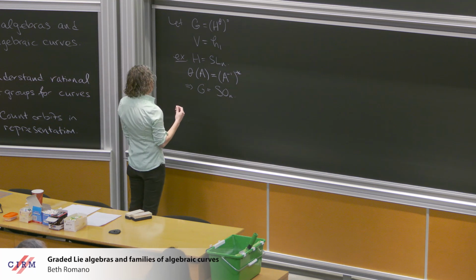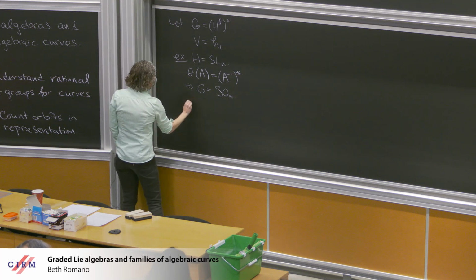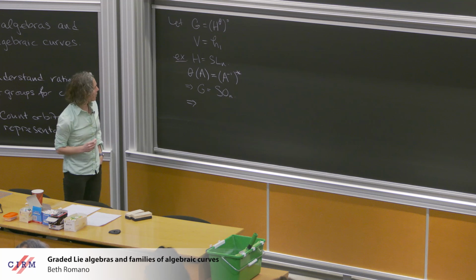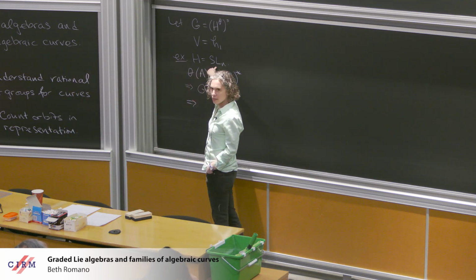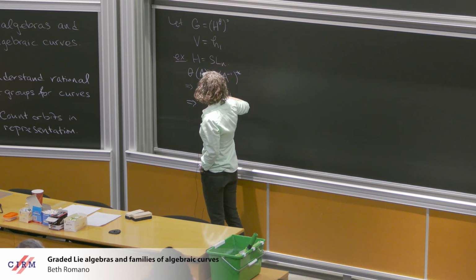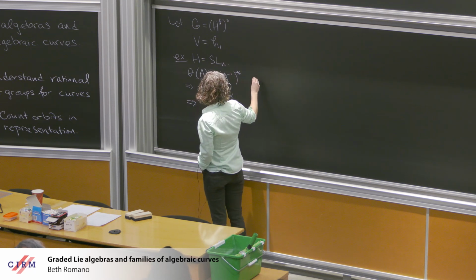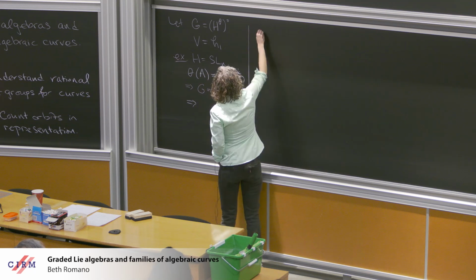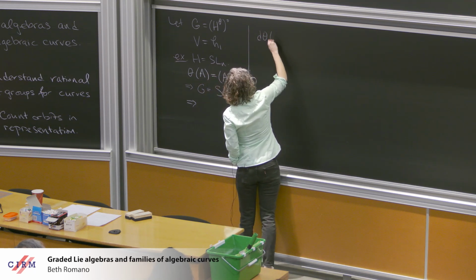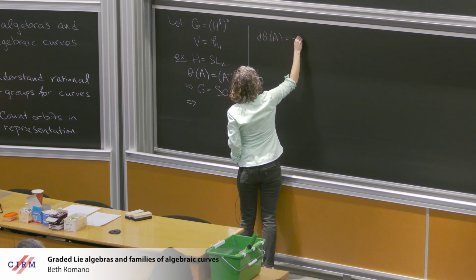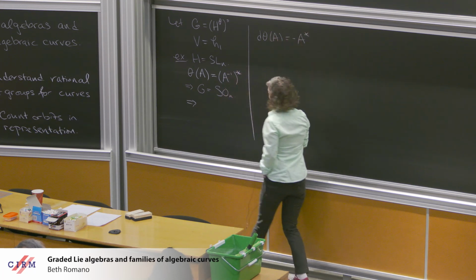And if you look at... okay, so the algebra of SLN is just traceless n by n matrices. And d theta in this case, so d theta of a matrix A, is equal to minus A star.